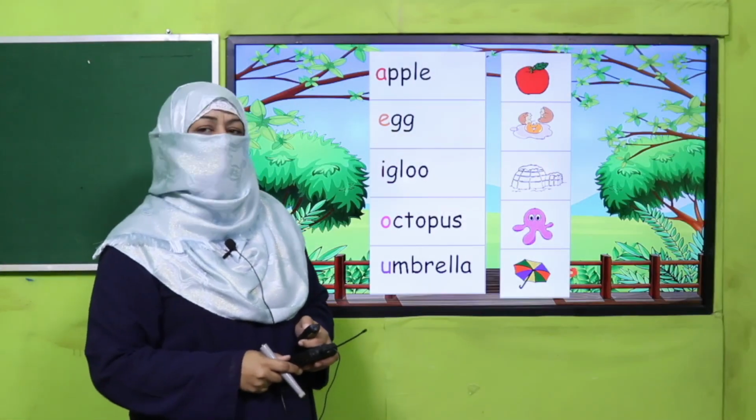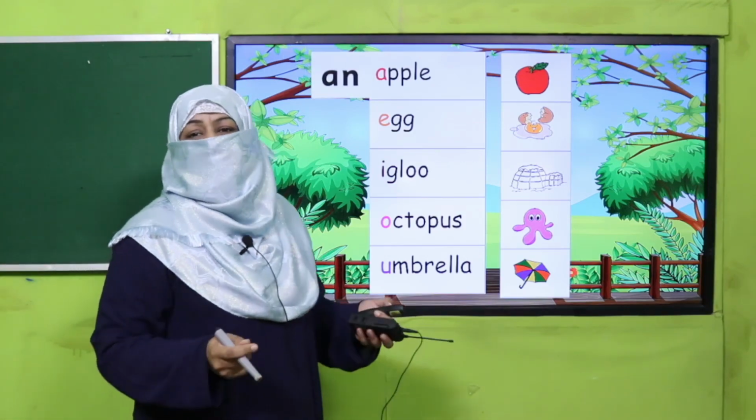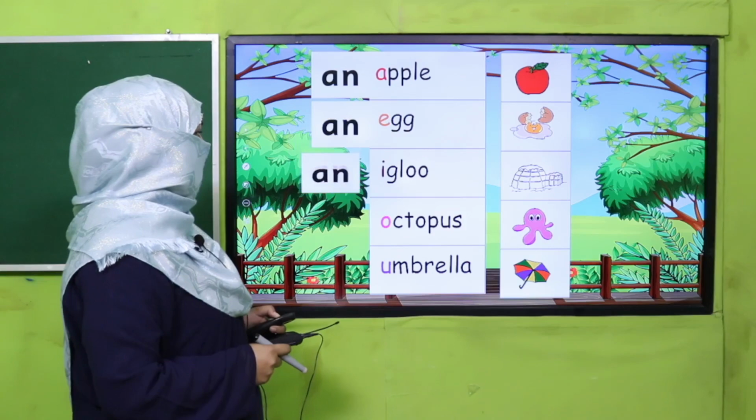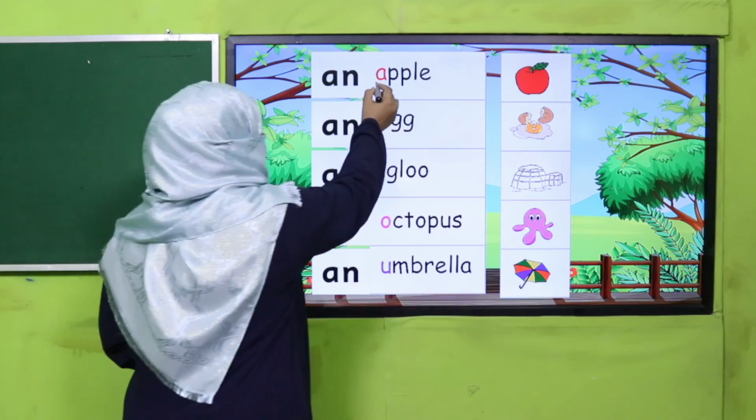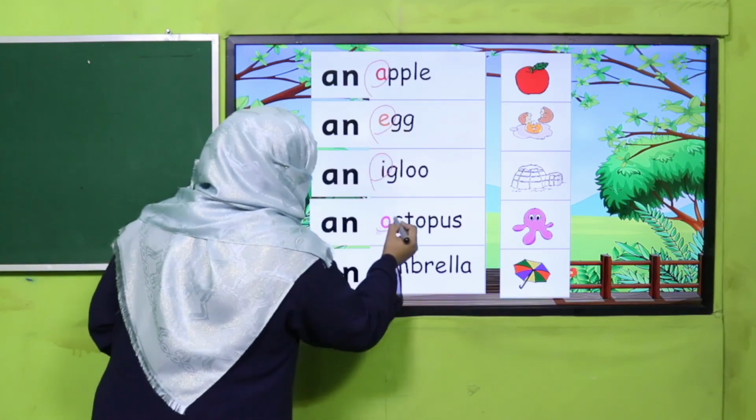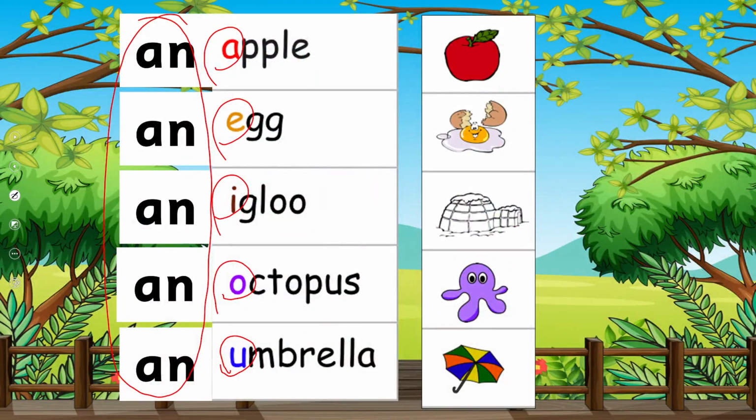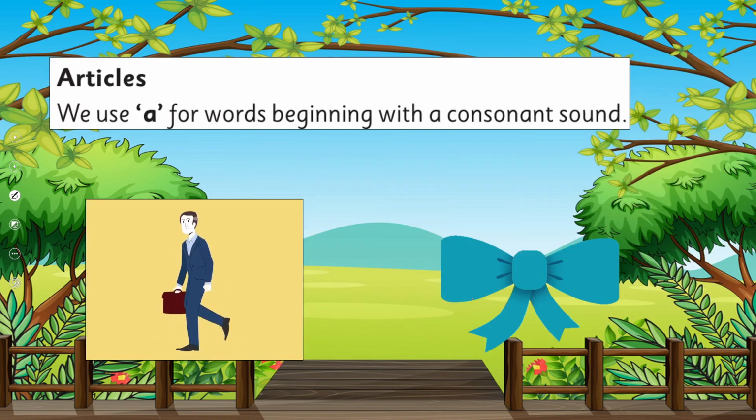Yes, my dear children, I hope all of you could say it. We say an apple. For example, I eat an apple every day. An egg, an igloo, an octopus, an umbrella. And for all these, because it's a vowel sound, that's why all these words take the article an, right? Okay. So we use a for words beginning with a consonant, and we use an for words beginning with a vowel sound.